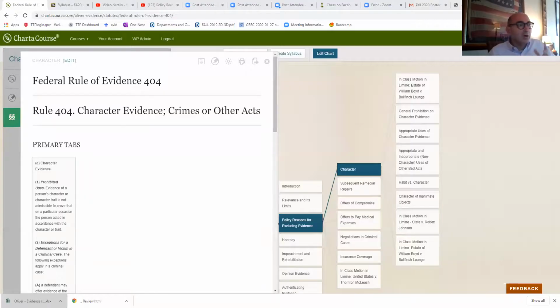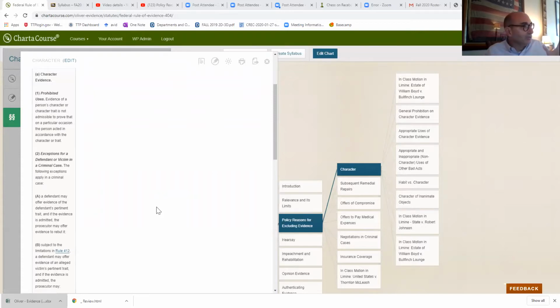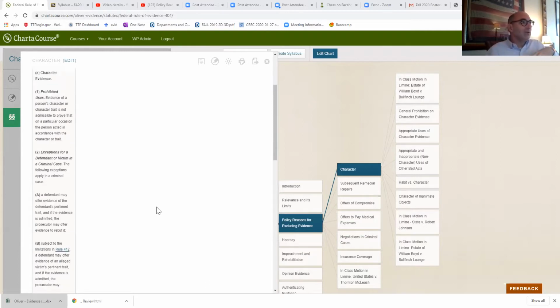So let's look at the specific provisions of the rules of evidence with regard to character, all of which we're going to get into more thoroughly as we look at the specific provisions. But there are three basic provisions in the rules of evidence regarding character. Those would be 404(a)(1), 404(a)(2), and then 404(b). 404(a)(1) essentially says we don't like character.